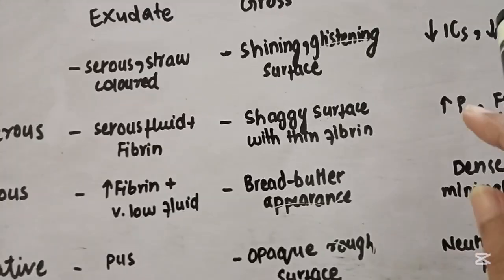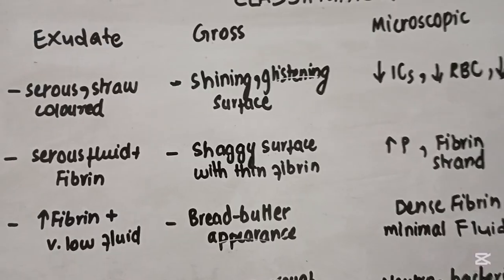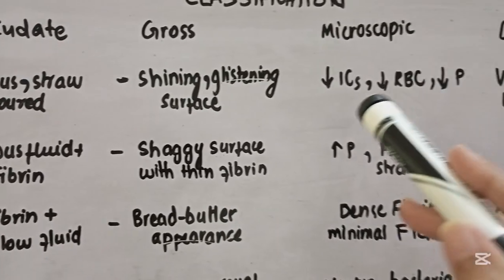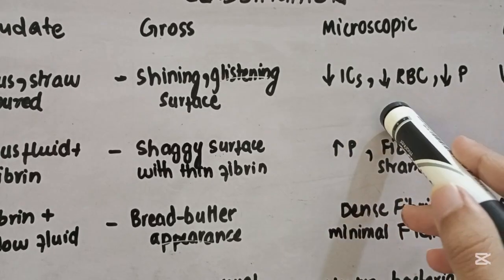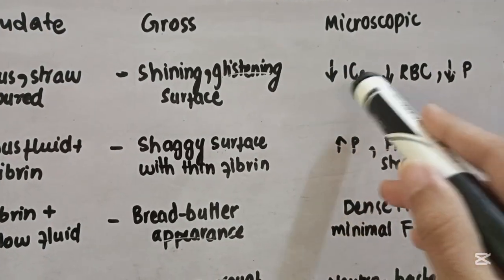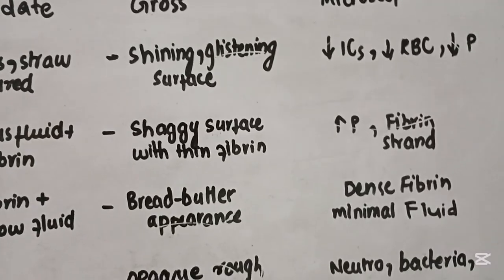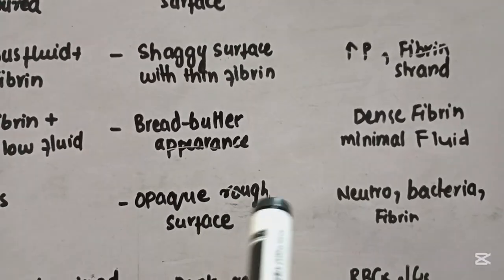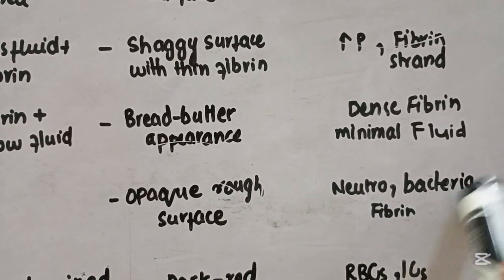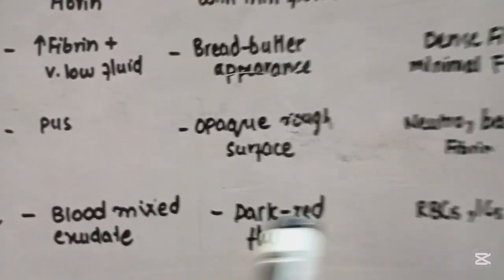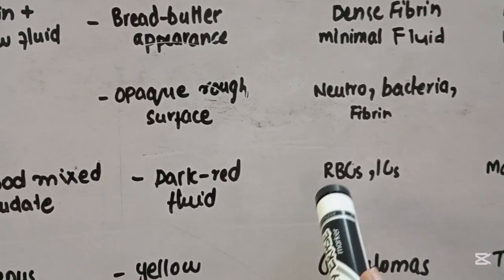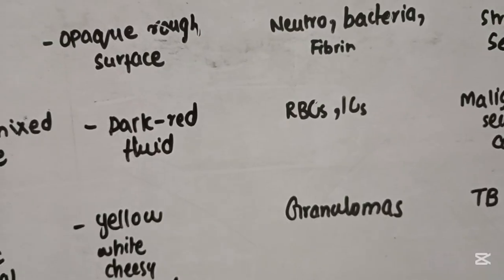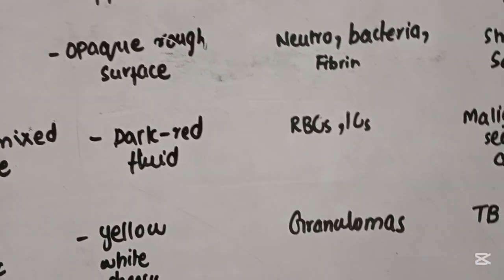Next is the microscopic picture, and it is directly related to the level of inflammation and level of injury. The inflammatory cells, RBCs, and protein in the serous type are low compared to the later types, because the level of injury increases going down. In the suppurative type, we will find neutrophils, bacteria, and fibrin. In hemorrhagic pericarditis, there are RBCs and inflammatory cells. And in the caseous type, you all know there will be granulomatous formations.